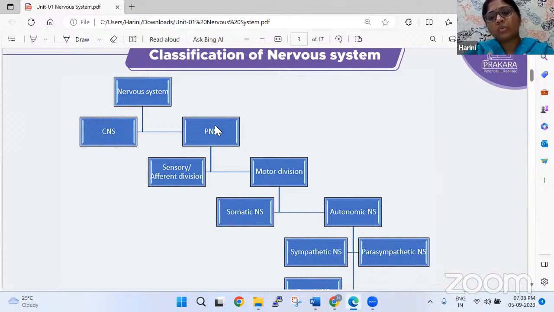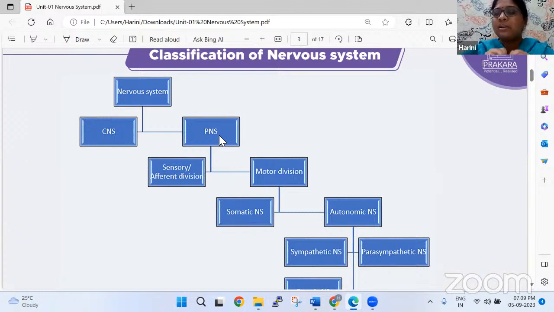And it goes on to subdivisions individually. For the peripheral nervous system, as I've been telling you, information goes to and fro. To have information going in and out, you need two things: afferent and efferent, that is, sensory information, and the other one is motor information.